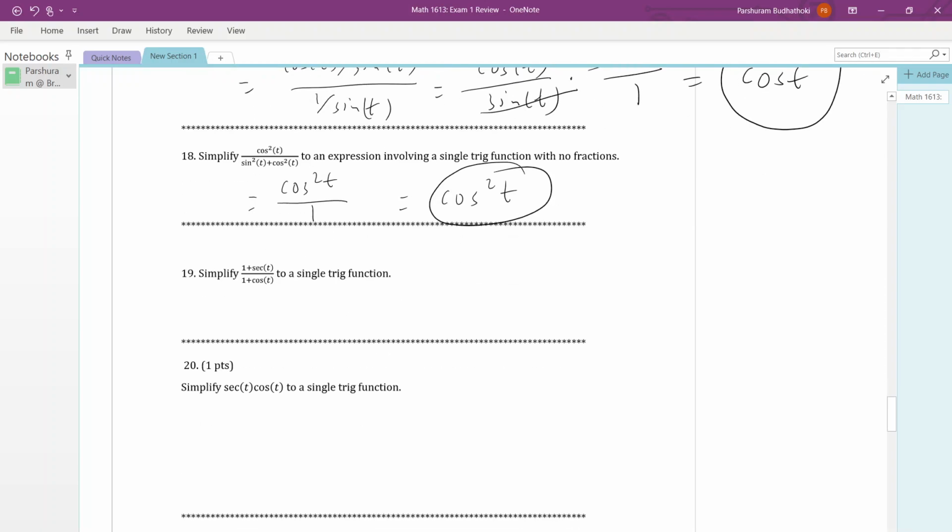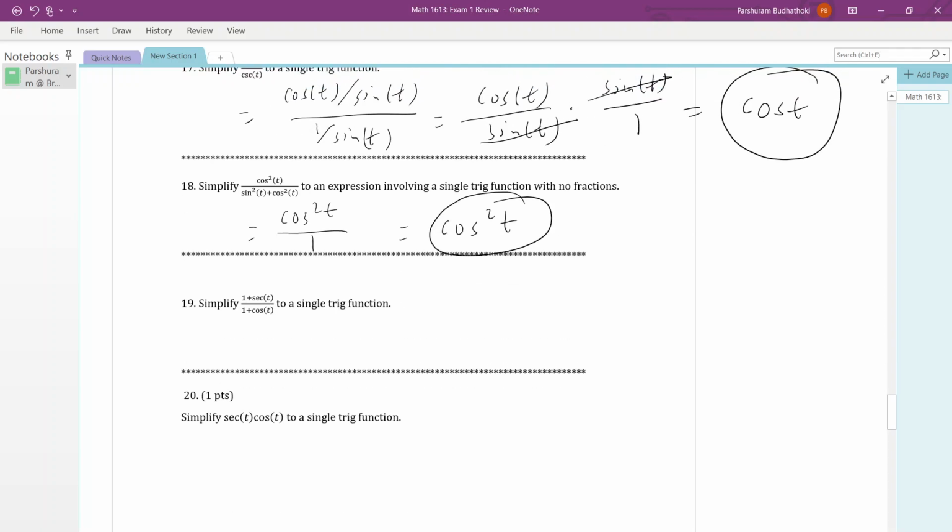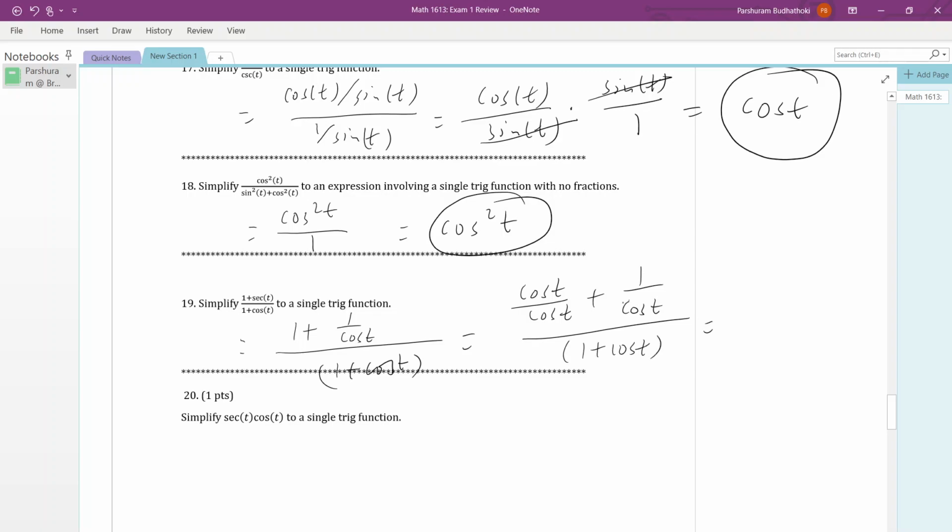For number 19, you can change secant to cosecant, and let me write it down. 1 over cosine of t over 1 plus cosine of t. On the top part I can write cosine of t over cosine of t to make the same denominator. So I multiplied this 1 by cosine of t over cosine of t, and on the bottom part we already have 1 plus cosine of t.